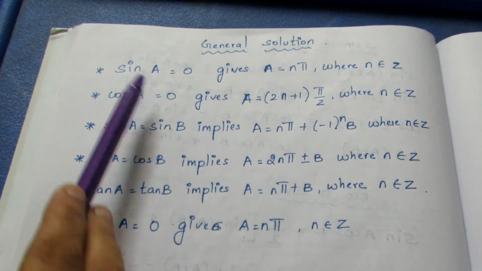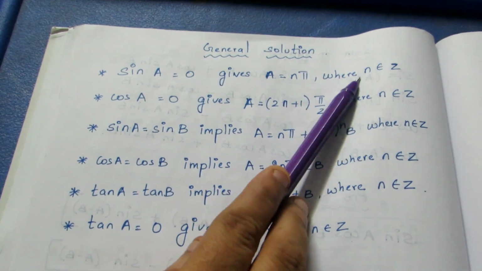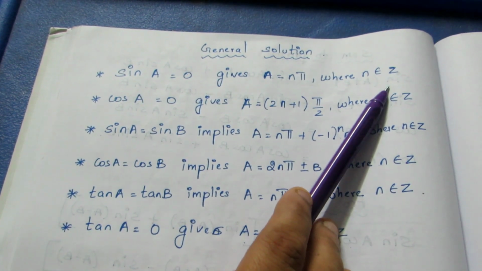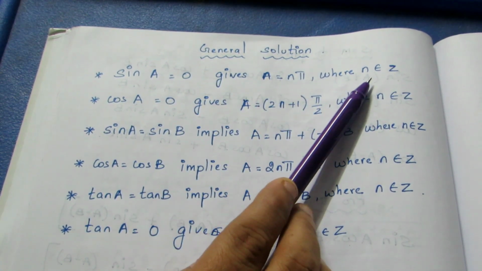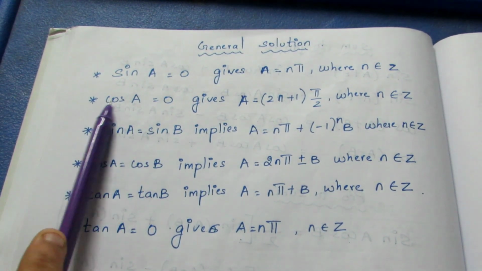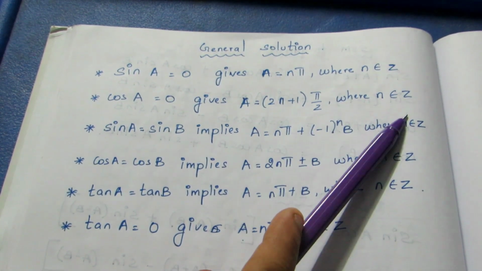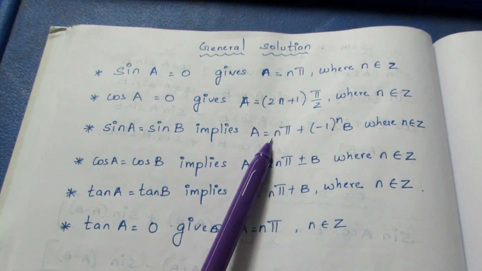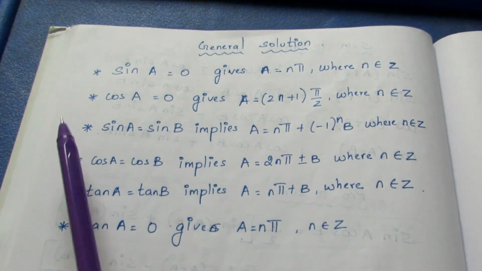General solution. Sin A is equal to 0 gives A is equal to n pi, where n belongs to Z. We need to write everything for the general solution, otherwise you will lose marks. Sin A equal to 0 gives A equal to n pi, where n belongs to integers. Now cos A equal to 0 gives A equal to (2n plus 1) into pi by 2, where n belongs to Z. Sin A equal to sin B implies A is equal to n pi plus or minus B, with (minus 1) power n, where n belongs to integers.